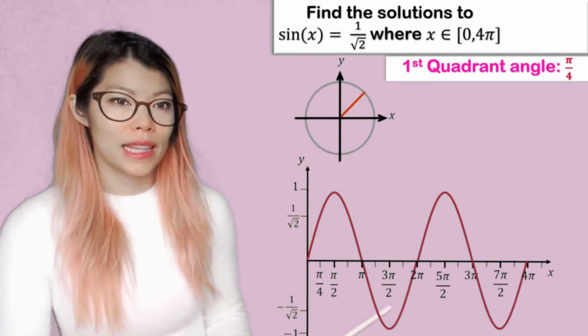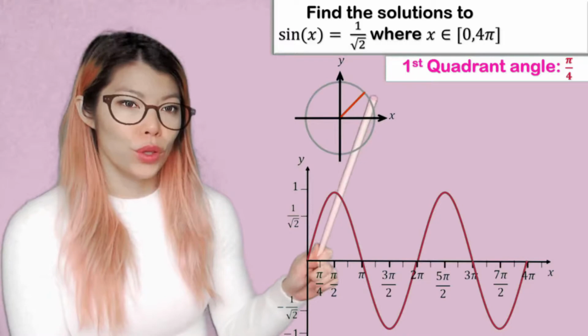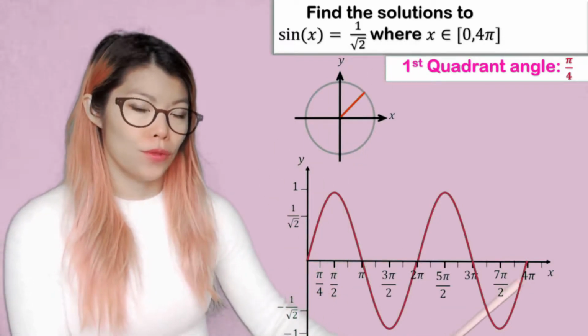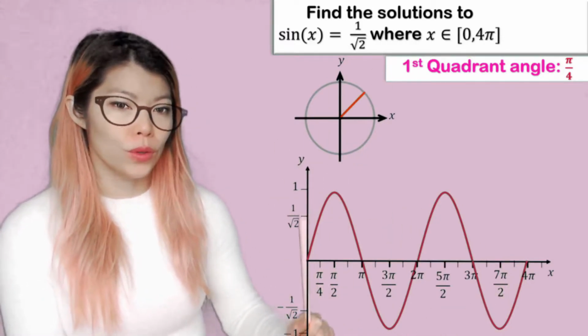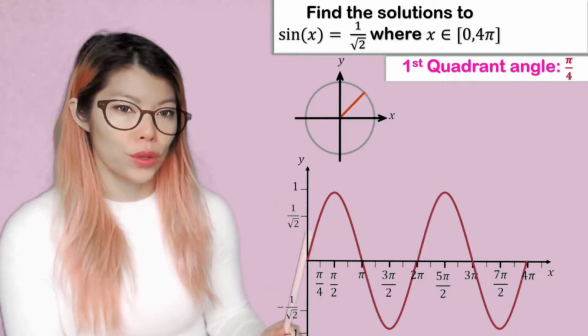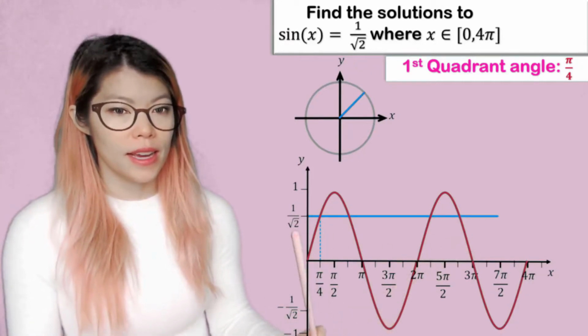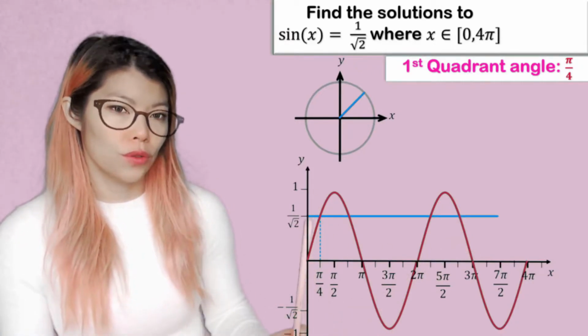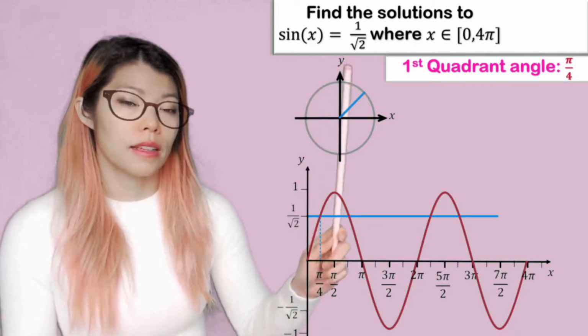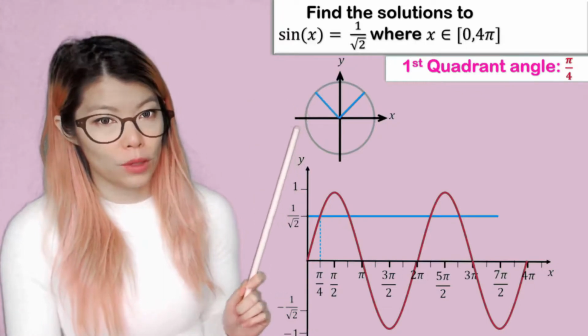So recall that these are the type of questions we did previously. Sine x equals 1 over root 2, where x is between 0 and 4 pi. How do we find all the solutions for sine x equals 1 over root 2? Well, we had a look at the graph to visualize it, and we saw that sine x equals 1 over root 2 when x is equal to pi on 4, from our special triangles.